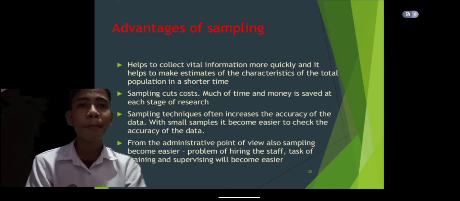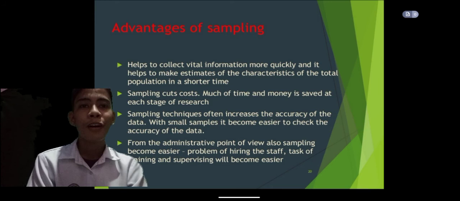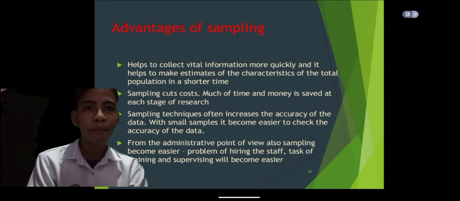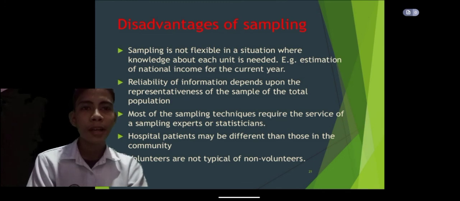The advantages of sampling are that it helps to collect vital information more quickly and helps to make estimates of the characteristics of the total population in a shorter time. Much time and money is saved at each stage of research. Sampling techniques often increase the accuracy of data. With small samples, it becomes easier to check the accuracy of the data. From the administrative point of view, sampling becomes easier. The problem of hiring staff, and the tasks of training and supervising, become easier.